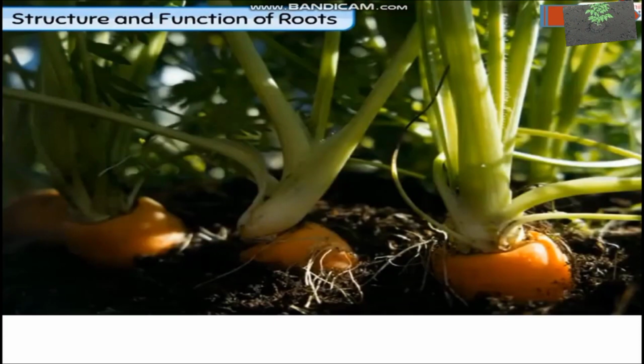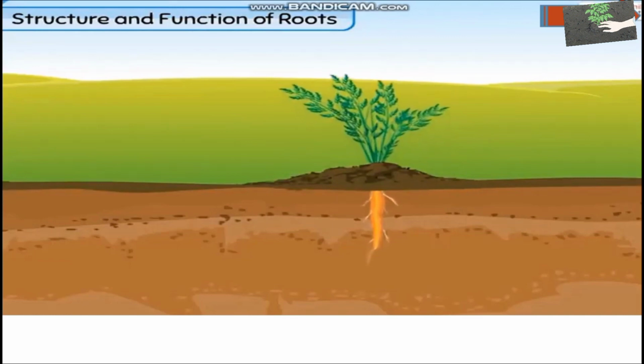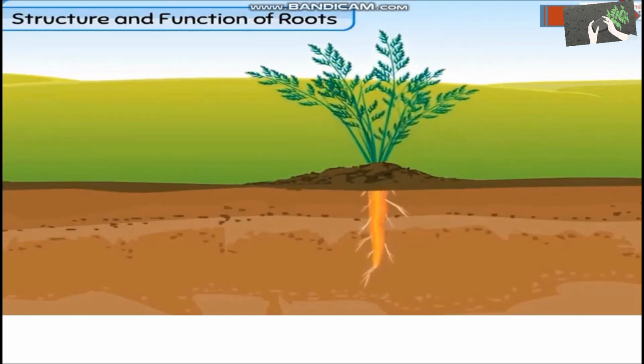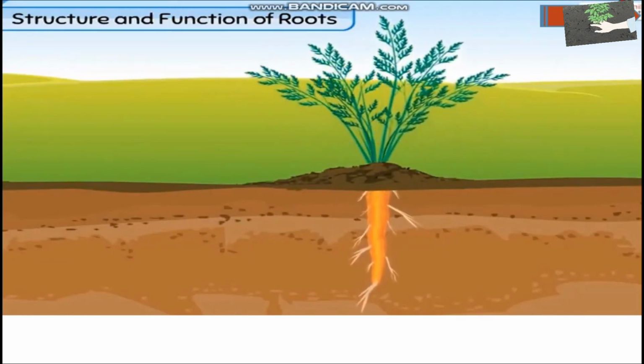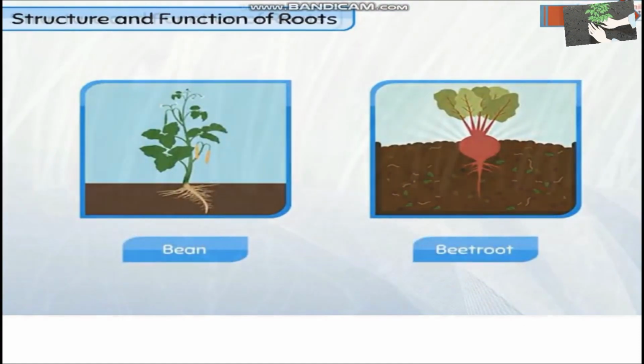The taproot is one main root that grows from the base of the stem. This is called the primary root, and many other smaller roots grow from the main root. These are called lateral roots. The main root keeps growing downward into the soil. Students, other plants that have a taproot are beans and beetroot.